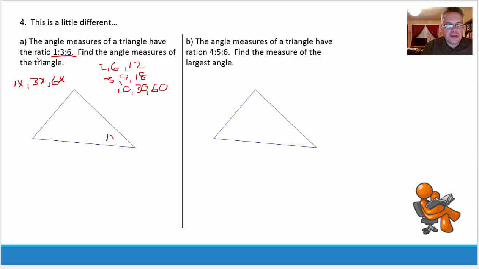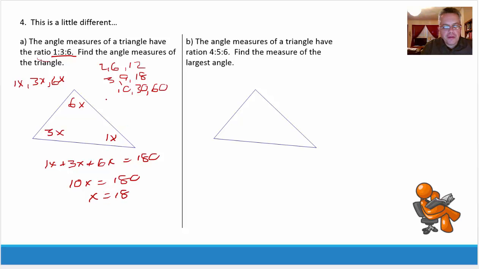So usually it draws just some generic triangle. It really doesn't matter if it has the right shape or not. We don't know the shape. But this kind of helps it look like the other problems we've been doing. So I know one angle is 1x, another one's 3x, and 6x. And now I add them and set them equal to 180. And I get 10x equals 180, or x equals 18. And now that I know x, I can go back and find all of the angles. 1x is 18. 3x is 54. And 6x would be 108.